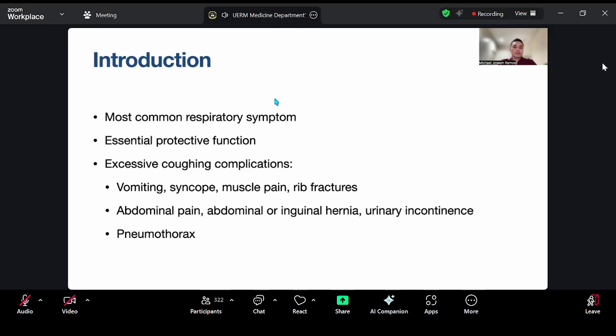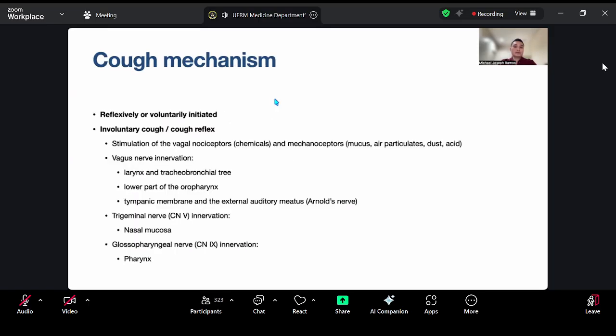There may be a presence of back pain, abdominal or inguinal hernia formations, urinary incontinence every time the patients cough, or the presence of pneumothorax due to repeated increase in the intraalveolar pressures.